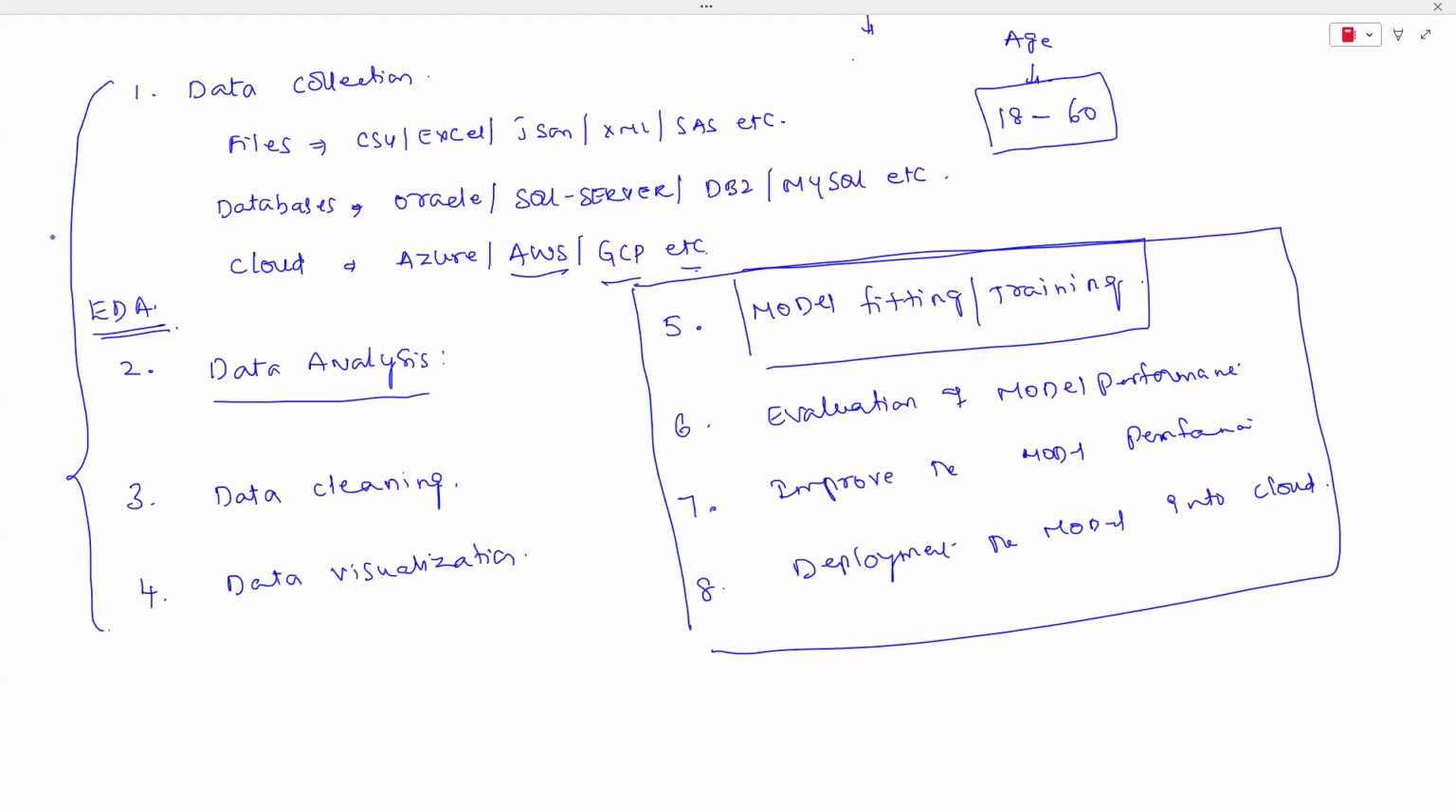We have to train the model. We have to evaluate the model performance. If it is possible, we have to improve the model performance. And then finally, we have to deploy the model into the cloud, guys. So these are the 7 or 8 steps we can say. These are the technical aspects, guys. So data collection, we have to know. Data analysis, we have to know. Data cleaning, data visualization, model fitting or model training, evaluation of model performance, improvement of the model performance, deployment of the model into the cloud.